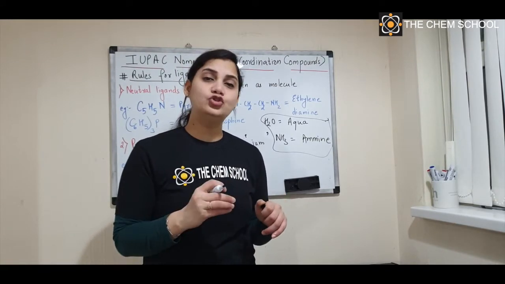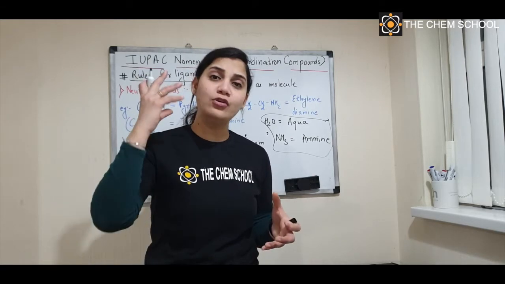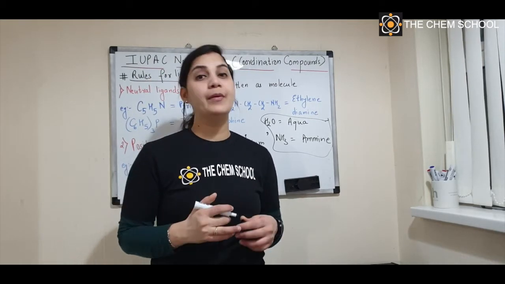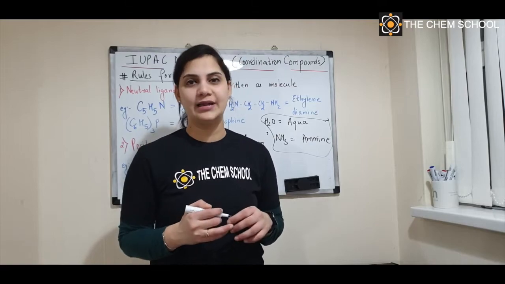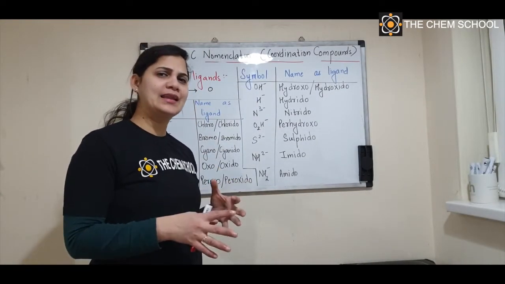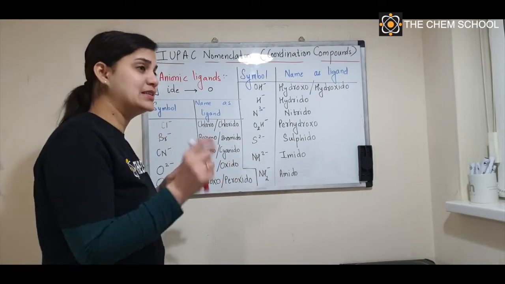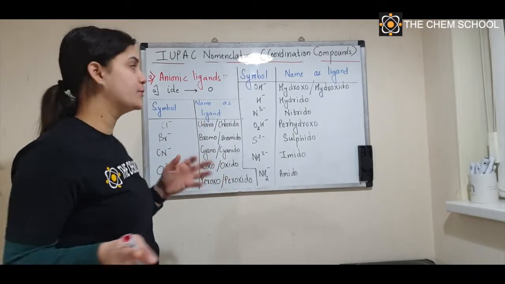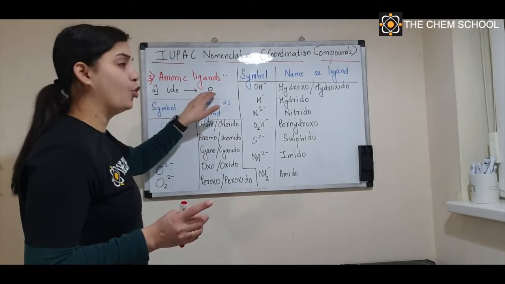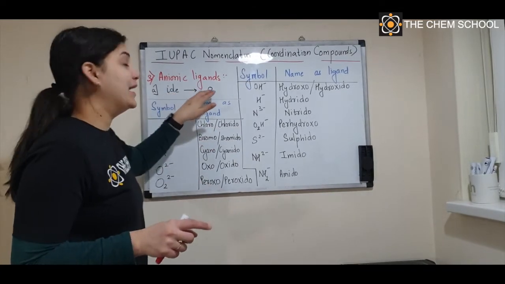Let's talk about anionic ligands. The rule is simple, but you have a lot of anionic ligands, so we need to remember more names. In anionic ligands, we'll talk about three different types, where we are replacing three different suffixes with something else. The first one is -ide with -o. The suffix -ide is replaced by the ending -o.